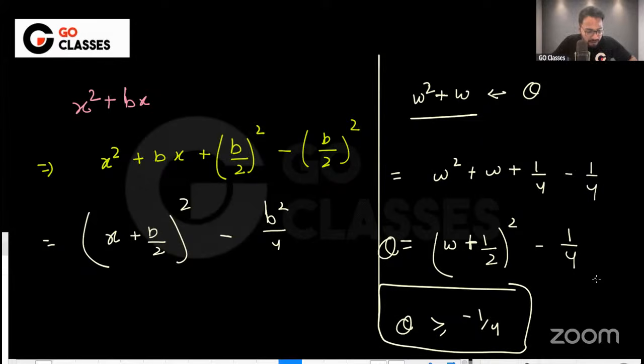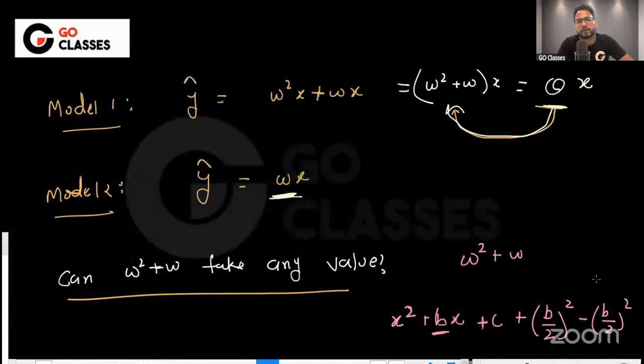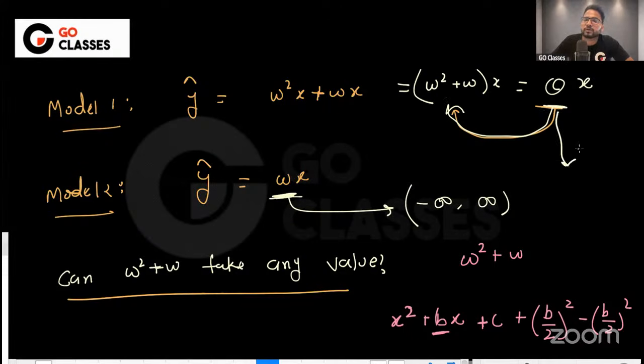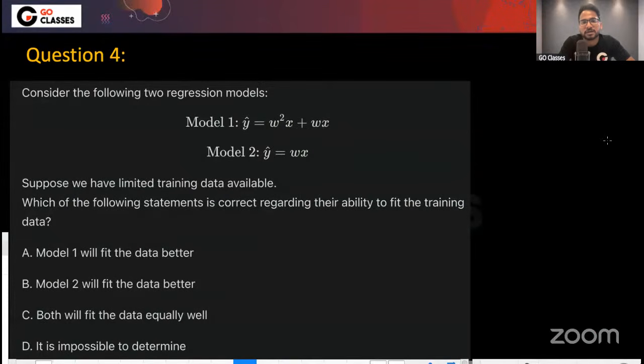So earlier we were able to take any real value, but now we are not able to. This w can take any value from minus infinity to plus infinity, but this w square plus w, or this theta, is not able to take any value. It is able to take maybe values from minus 1 by 4 to infinity, something like this. I mean, it is not taking any value. So that is why it is less expressive. You can see model 1 is less expressive, so model 2 will fit the data better.